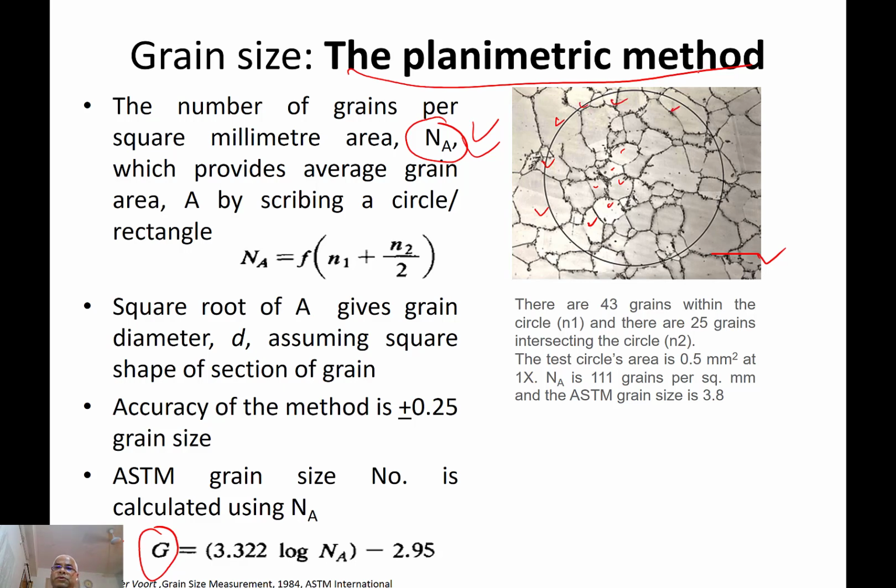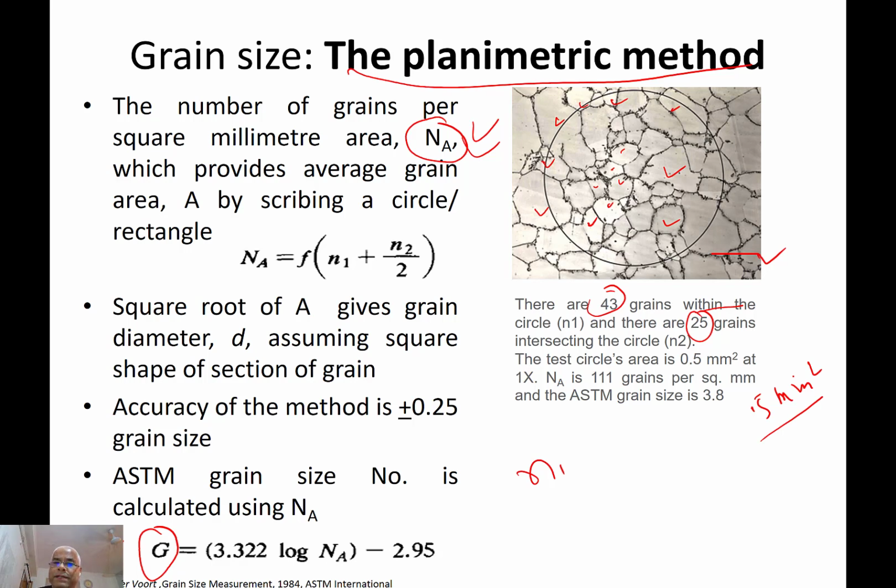So we have to simply count the number of grains within the circle and the number of grains which are being intersected by the circle. Say in this case, 43 grains are within the circle, which is taken as n1, and 25 grains are intersected by the circle. Say the circle area here is known, and is 0.5 square.